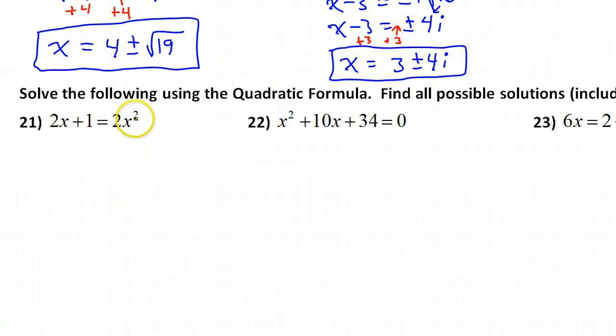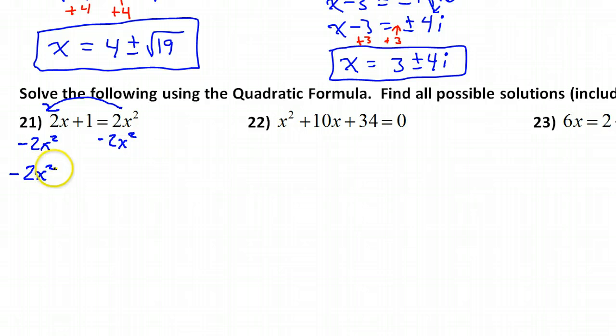Quadratic formula. For the quadratic formula, these need to be in standard form. So I'm going to subtract 2x squared from both sides like so. That will give me negative 2x squared plus 2x plus 1 equals 0.